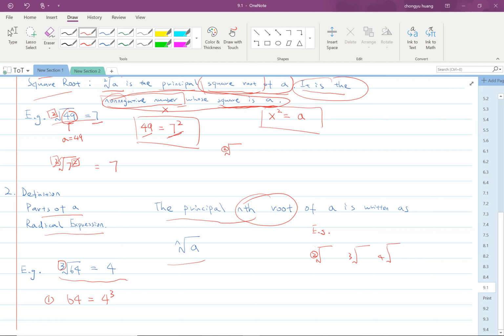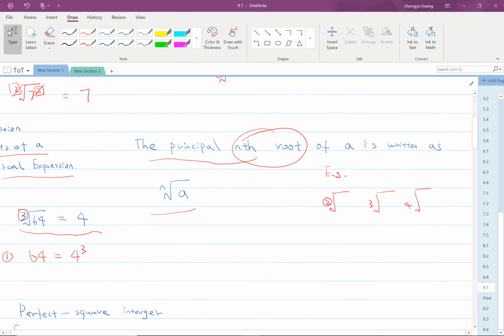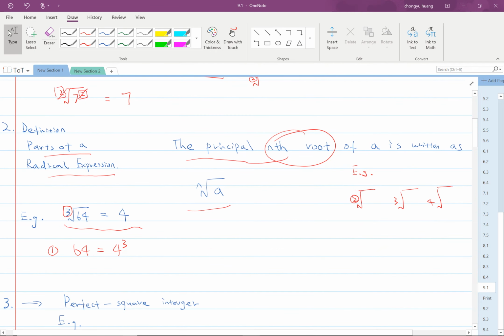Okay, yeah. So all I want to say over here is that if you want to solve for a cubic root, so over here we have a cubic root. Let me actually write it down.